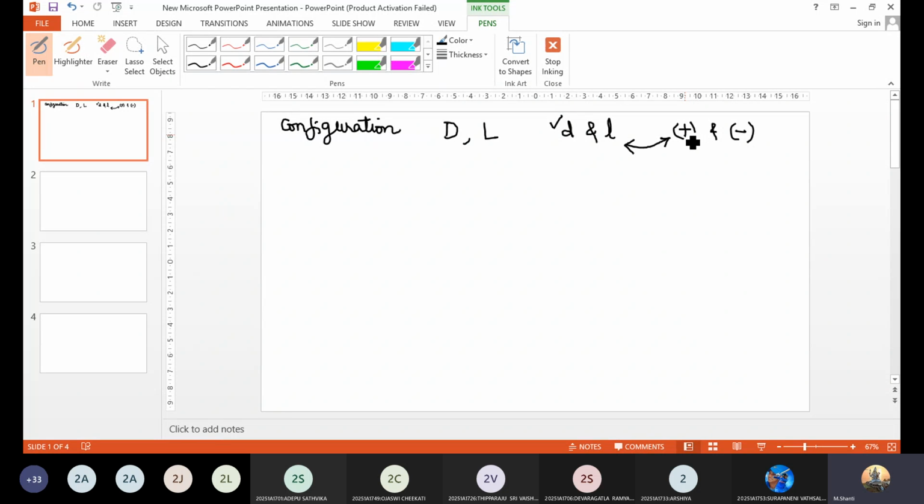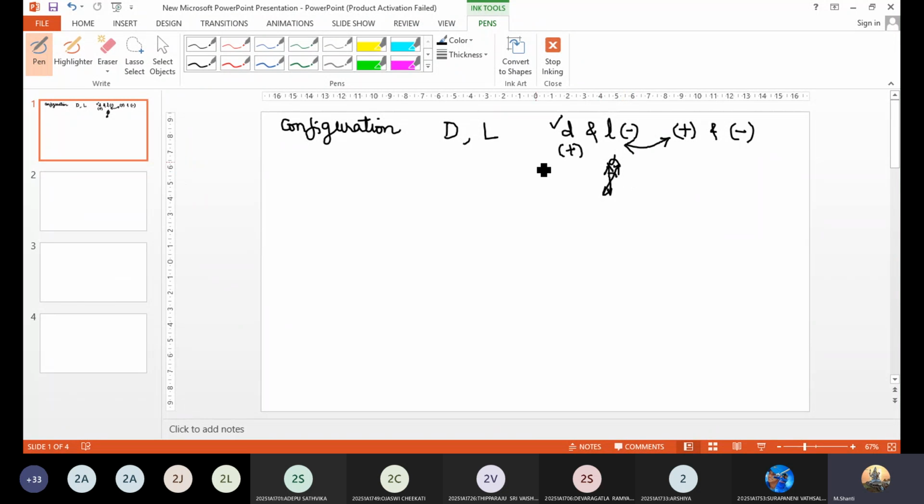You remember, this is the plane polarized light. If this gets deviated to the right side, this is the plus sign alpha. And if it is rotated towards the left side, then that will be represented as a minus. So for d, you are going to show the plus sign, and for l, you are going to represent the minus sign. So please do remember.